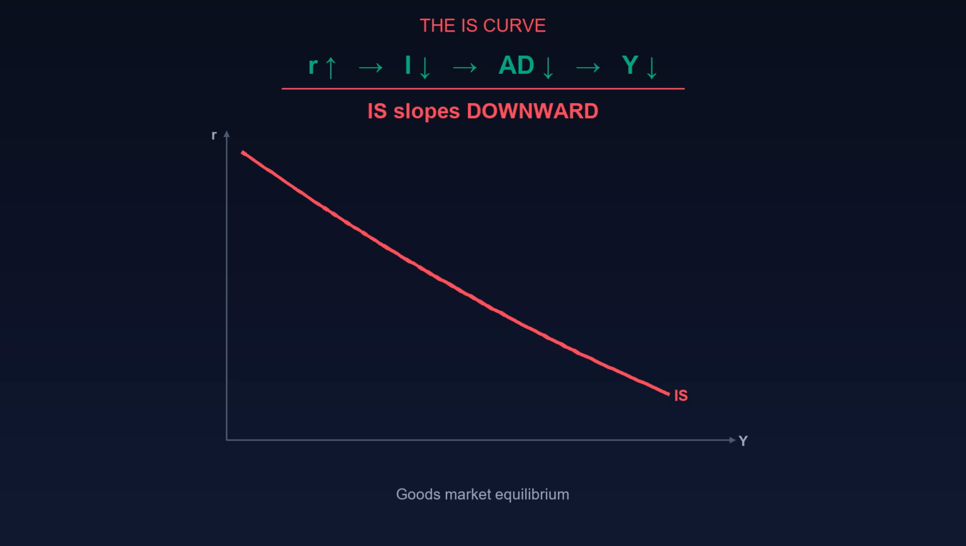But why? Well, to figure that out, we have to trace the exact cause and effect chain reaction in the goods market. Imagine for a second that the interest rate rises. Because borrowing is suddenly way more expensive, real business investment drops. Less investment means total aggregate demand in the economy drops. And finally, that lower demand forces overall economic output to fall. That negative relationship, where high rates literally crush output, is exactly why the IS curve slopes downward.